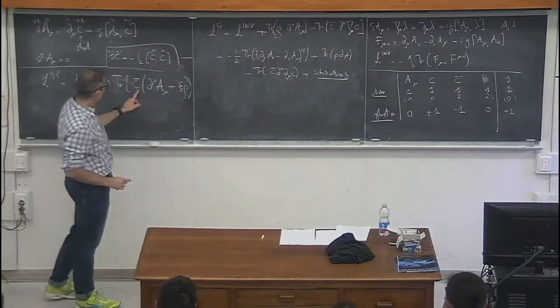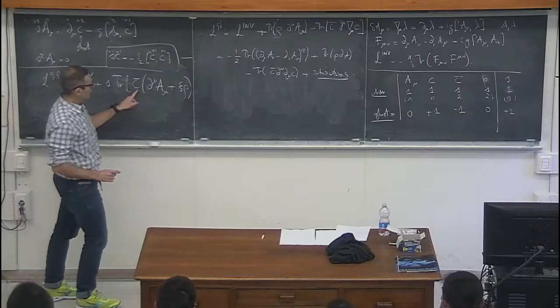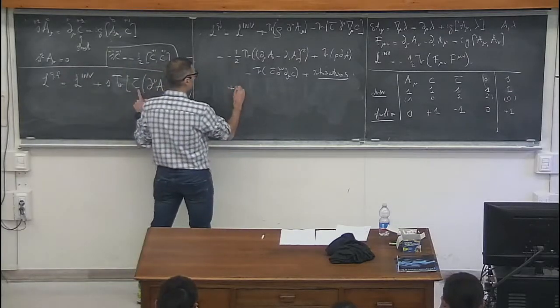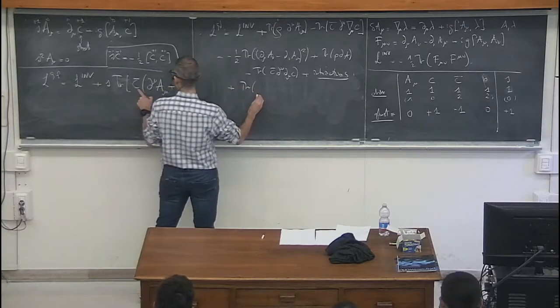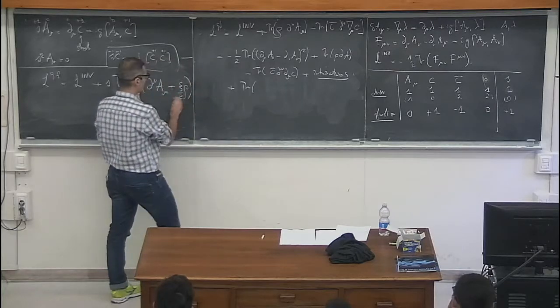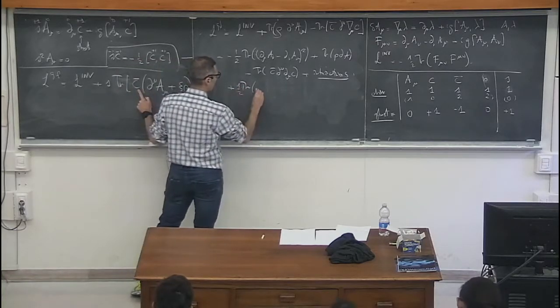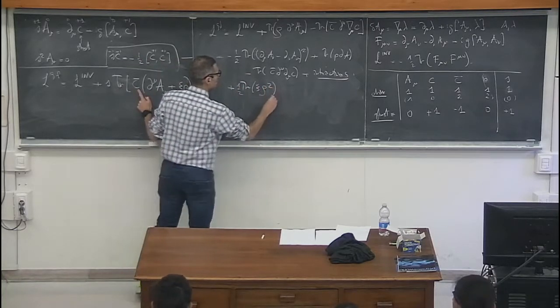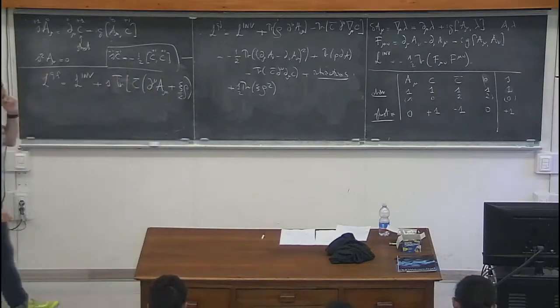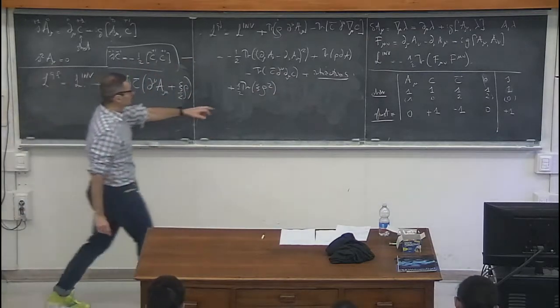Now, if you do the calculation, there is an additional term coming from making the variation of this one. So you get plus the trace of, oh sorry, there's a factor half here, a factor half xi rho squared. Now you see, this displays the role of the gauge parameter.